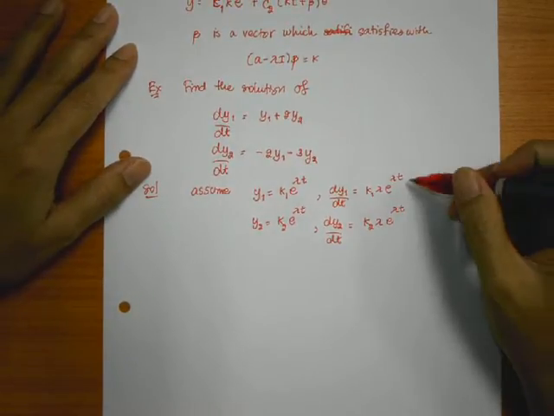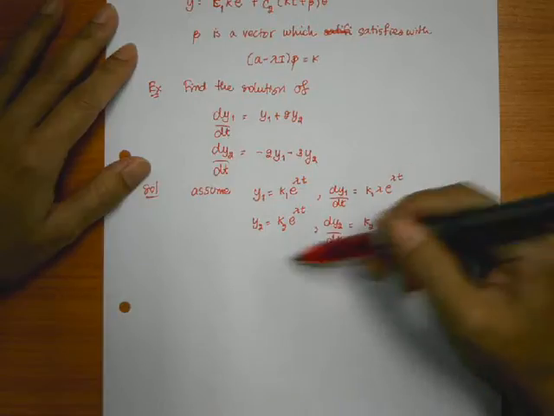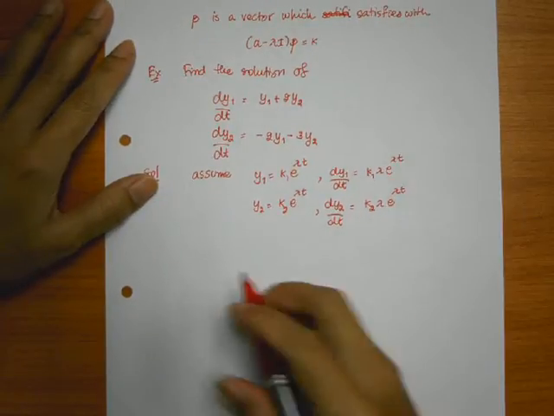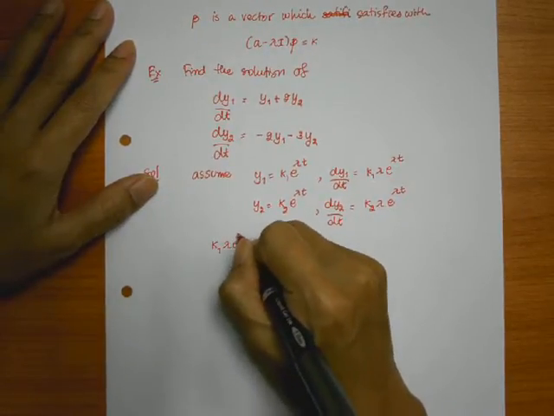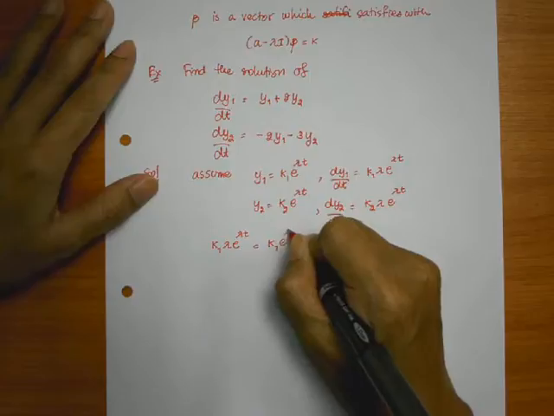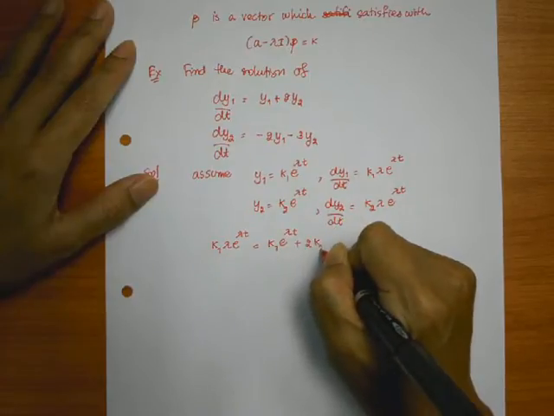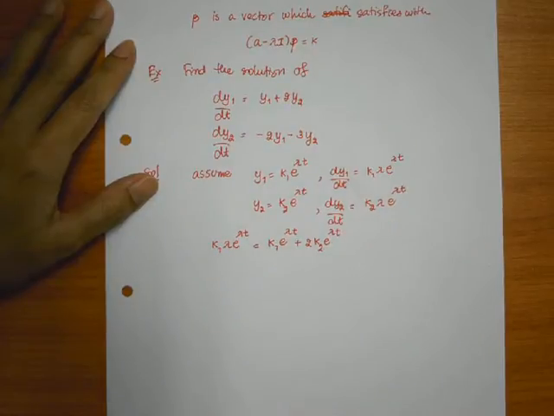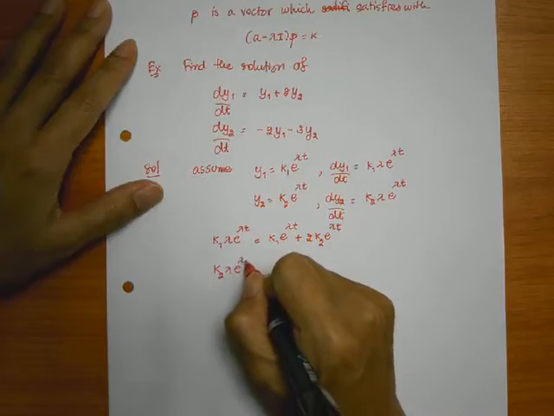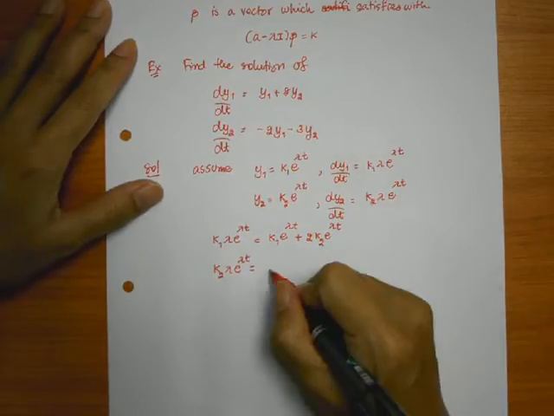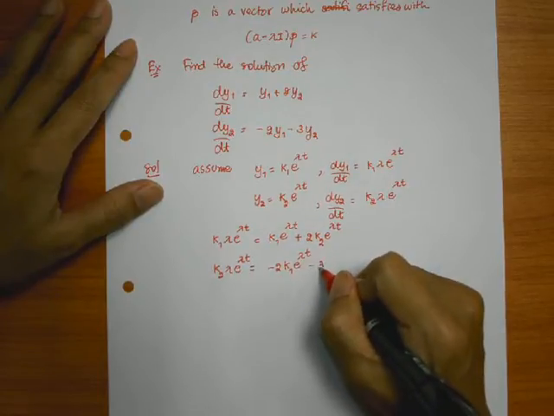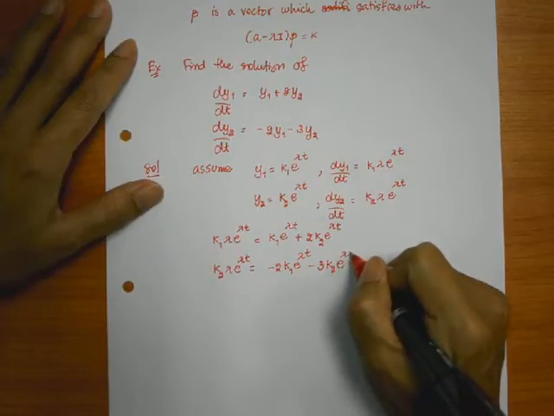And then we just plug everything that we assumed and the result of our differentiation back into our linear system. So we get k1 times lambda times exponential of lambda t is equal to k1 times exponential of lambda t plus 2k2 times exponential of lambda t. Our second equation, we get k2 times lambda times exponential of lambda t, which is equal to minus 2 times k1 times exponential of lambda t, minus 3 times k2 times exponential of lambda t.